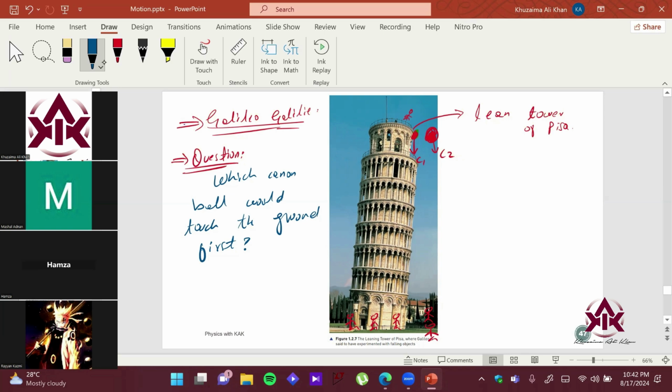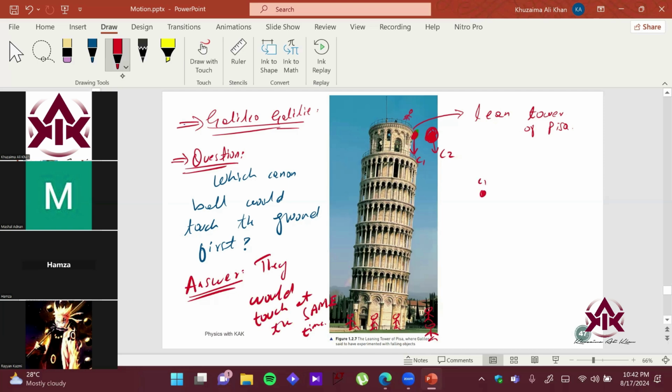So the answer is, and he proved to the entire world, what was the answer? They would touch at the same time. Okay, why is that? This is your small cannonball C1. This is your big cannonball C2, right? What force is basically bringing both of them down?